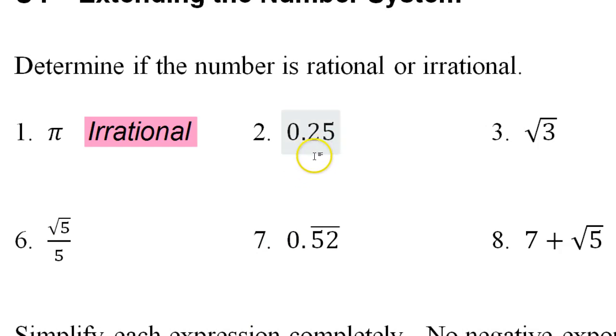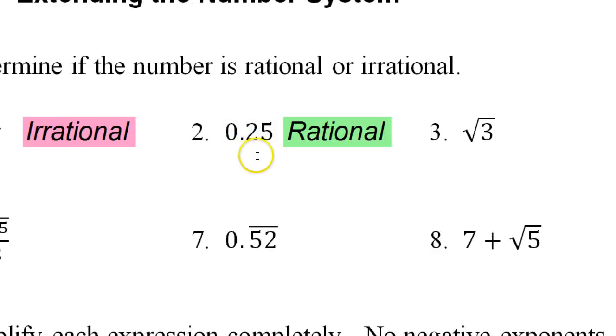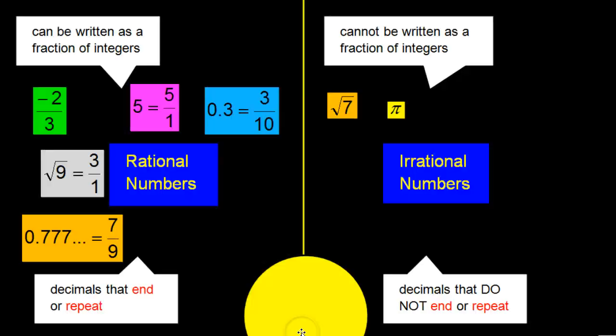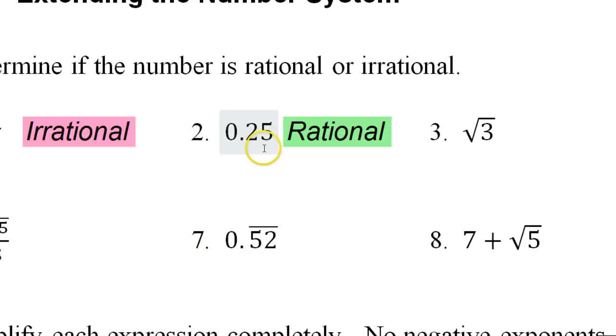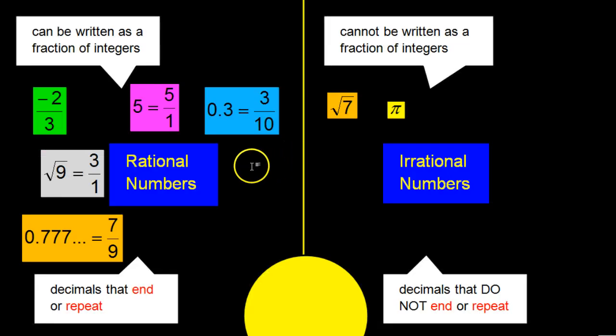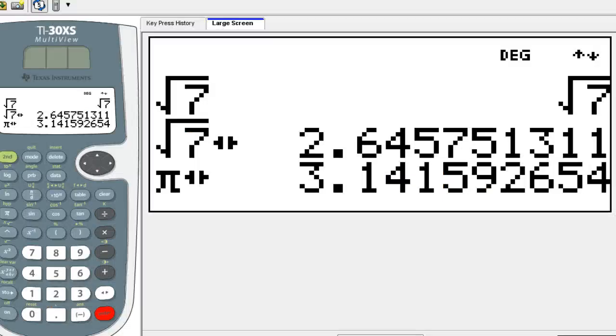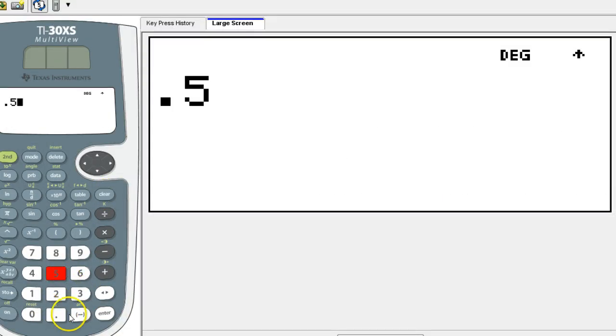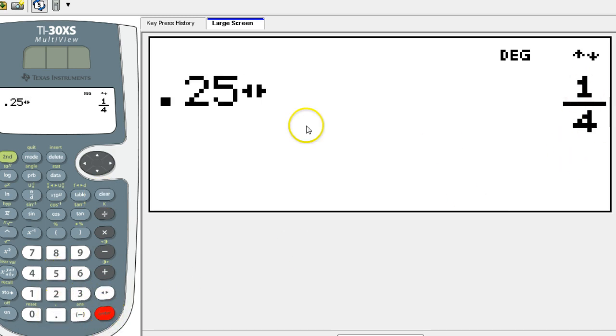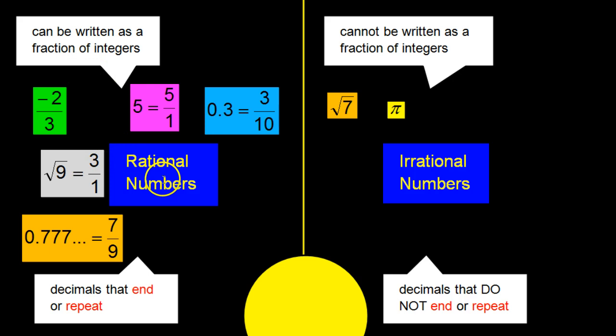Alright, how about the number 0.25? Is that going to be rational or irrational? 0.25 is definitely going to be rational. And it doesn't matter which way you look at it, immediately we saw that a decimal that ends is going to be rational. So 0.25 is a decimal that ends, so it'll be rational. Also, 0.25 can be written as a fraction as well. Maybe you know that 0.25 is the same thing as 1/4. So either way you look at it, 0.25 is a rational number.